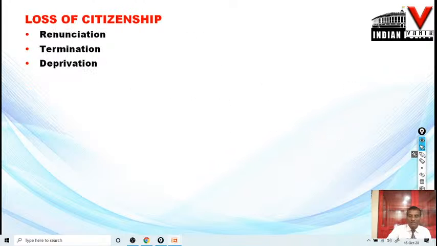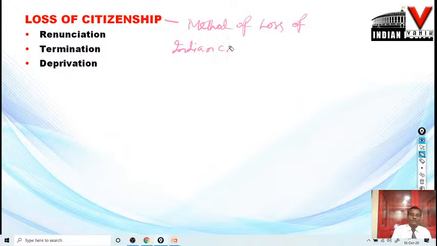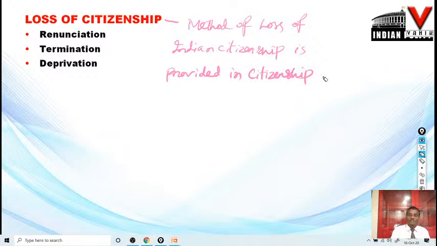Loss of citizenship. Okay, in loss of citizenship we will see that the methods of loss of Indian citizenship are provided in the Citizenship Act 1955. Okay, so there are three methods. One is renunciation, termination, and deprivation. Okay, so that is the thing.